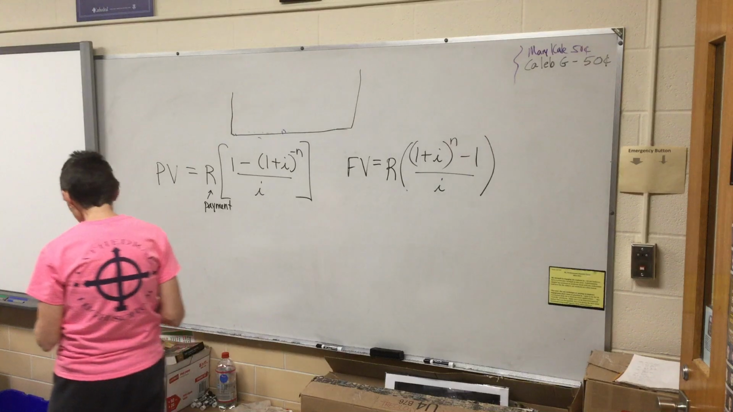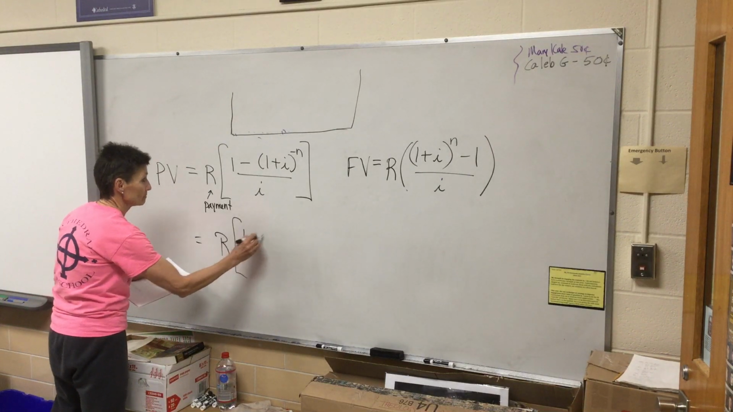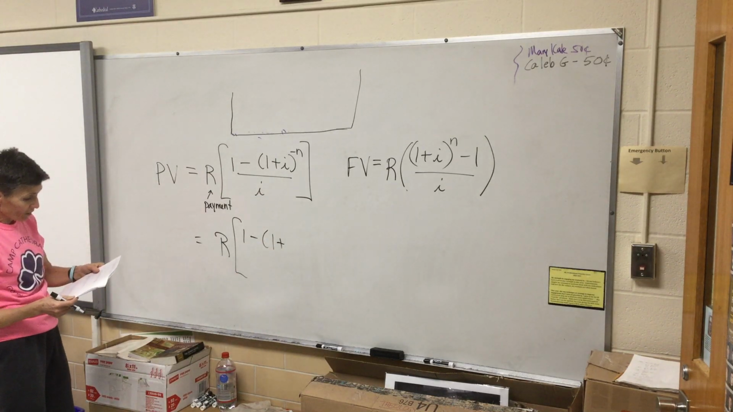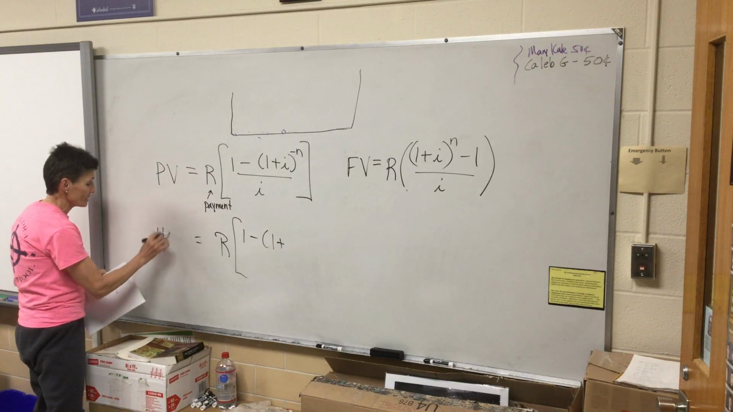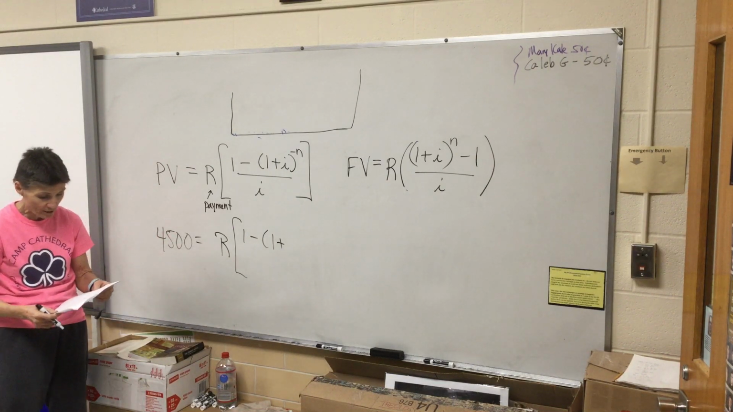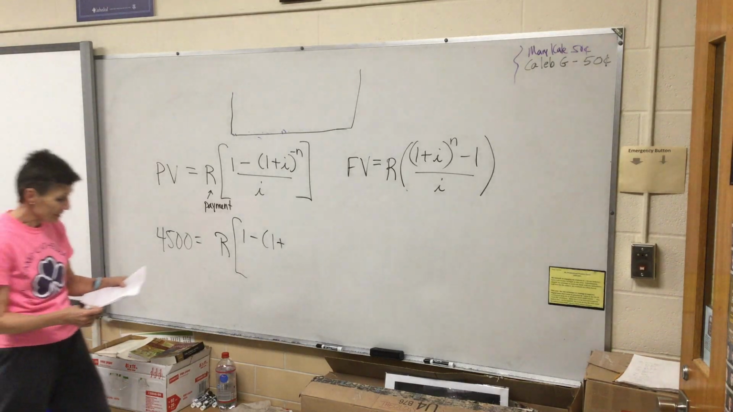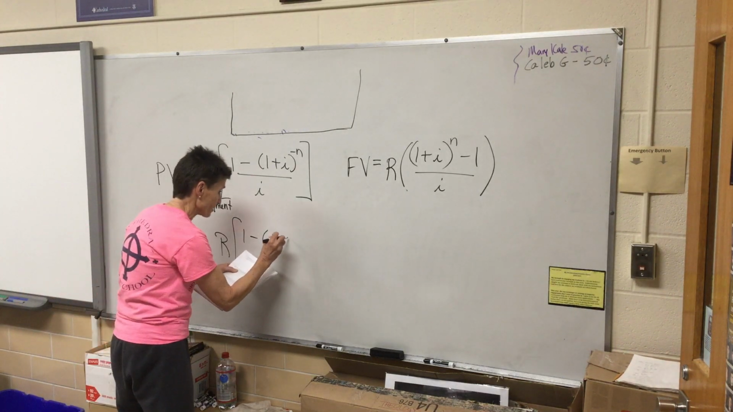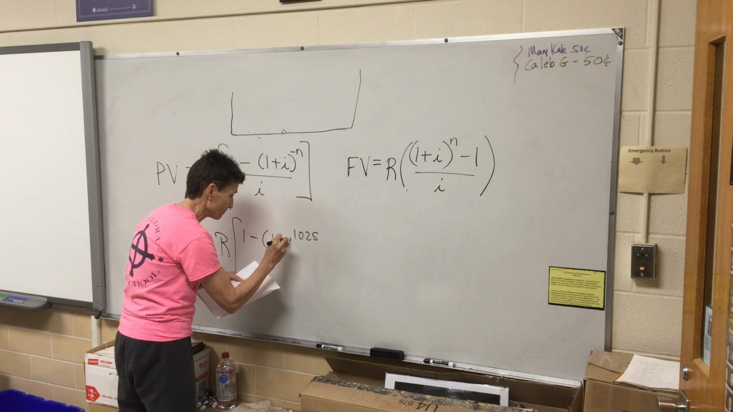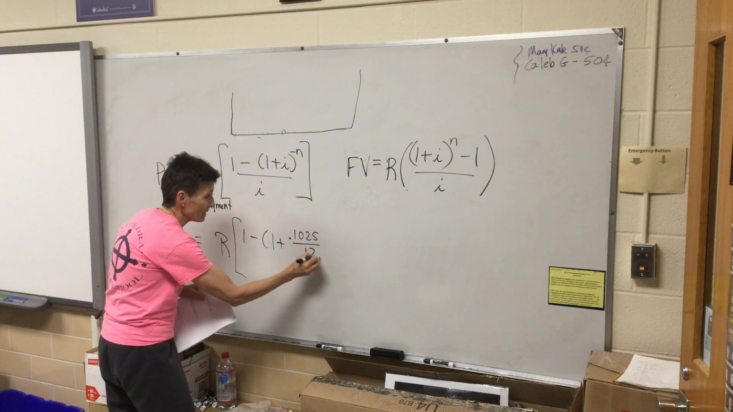Now, what is her monthly payment? So I'm finding R. For a $4,500 car loan, so she borrowed $4,500. Her interest rate is a whopping 0.1025. She is making monthly payments.